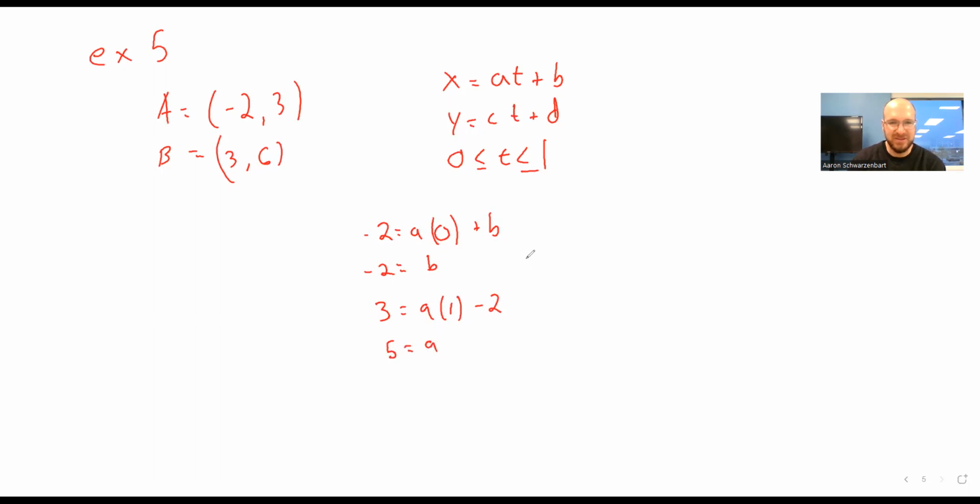And I can solve that: A equals 5. So my x equation is 5t minus 2. We're going to do the same thing here with y. We'll get ct plus d.